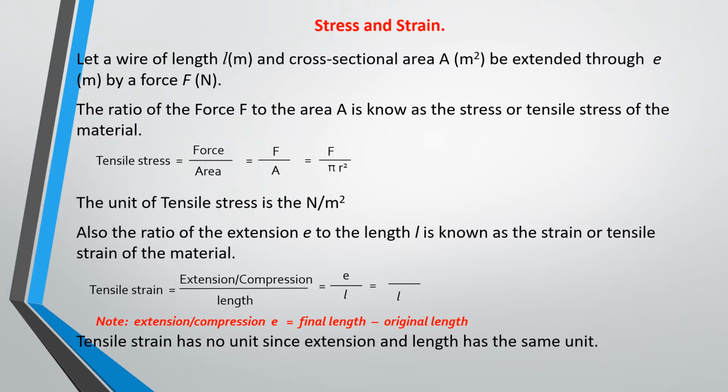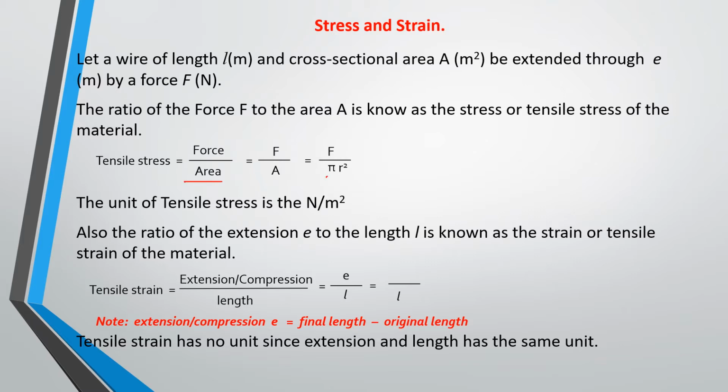So if you have L as the length of a wire and A as the cross-sectional area, which is measured in meters squared, and L is measured in meters, and the extension of the material is given as e, measured in meters, and there's a force that is extending the material given as F in newtons. Now, the ratio of force to area is known as the stress or tensile stress of the material. Just know that stress equals force over area.